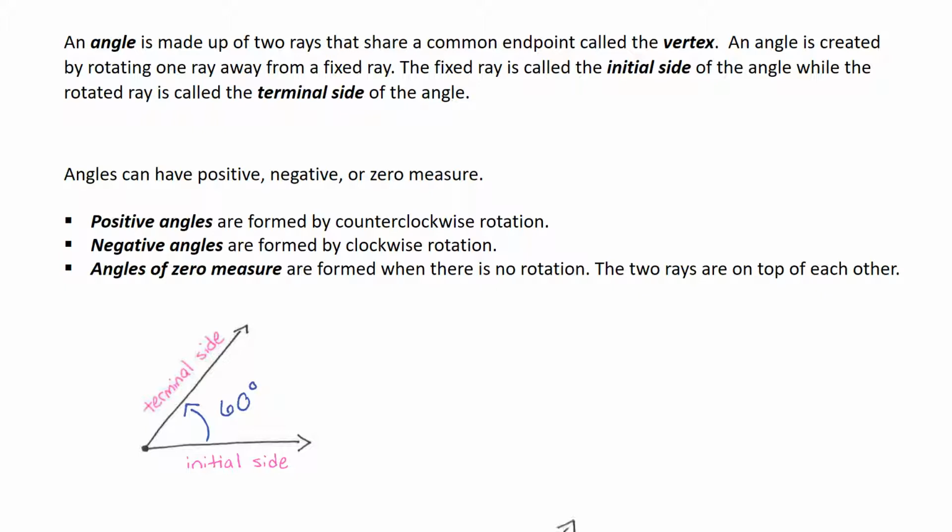As you can see in our examples below, in the first example, we rotated counterclockwise 60 degrees. So because it is counterclockwise, this is a positive 60 degrees. In the second example, we still have a 60-degree angle, but this time our rotation was clockwise. So that is a negative 60 degrees.